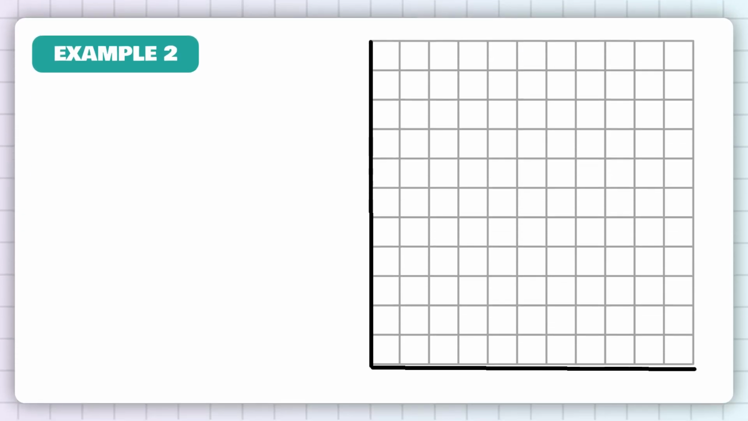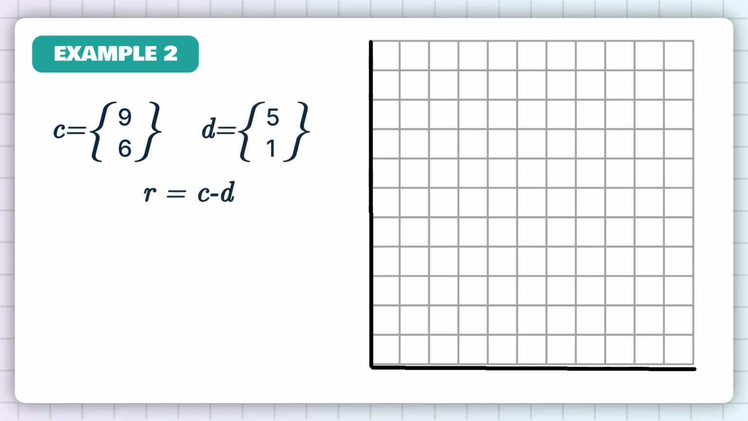For example, let's use the vectors c equals 9 over 6 and d equals 5 over 1, and see if we can subtract vector d from vector c. The first step is to plot vector c as normal, drawing from the origin to the point 9, 6. Next, we consider the vector d and then reverse the direction as we want to subtract it.